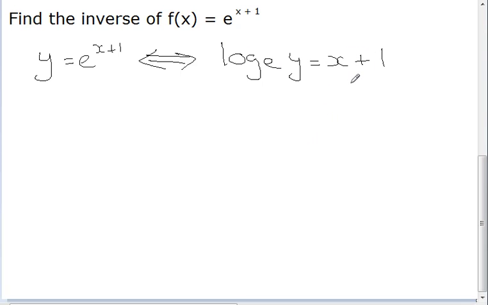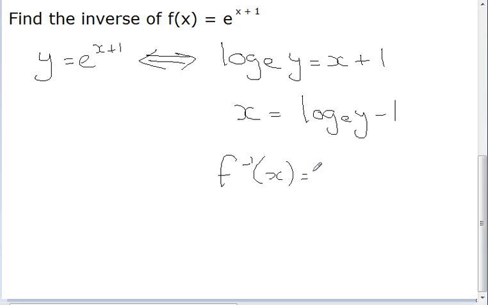Now all I have to do in this case to make x the subject is to take away 1 from both sides. And as I do that, I'm going to flip both sides of the equation around as well. So that means that x equals log to the base e of y, minus 1. And if I change that back into function notation, I've got f to the minus 1 of x equals log to the base e of x, minus 1.